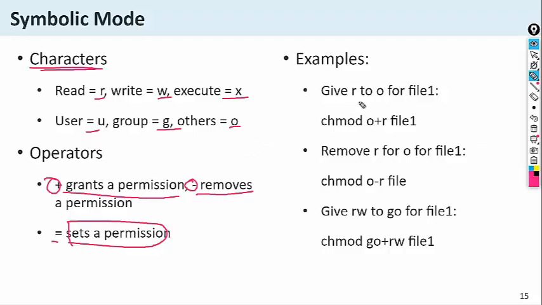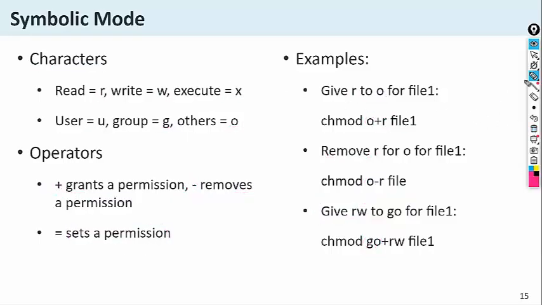Okay, so here is the example. If you want to give the read permission to the owner, you will use chmod o+r and the file name. If you want to remove the permission, you will use o-r file. If you want to give the read permission to group or other, you can use g or o. Okay, so this is the symbolic type.